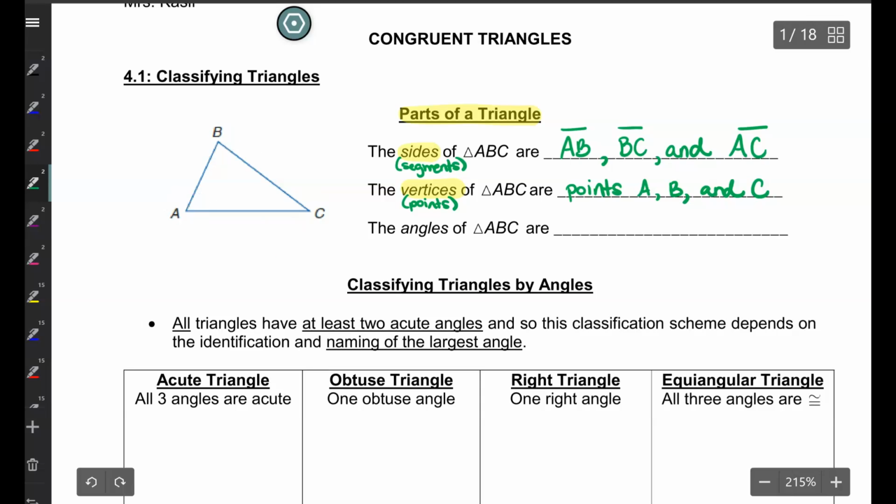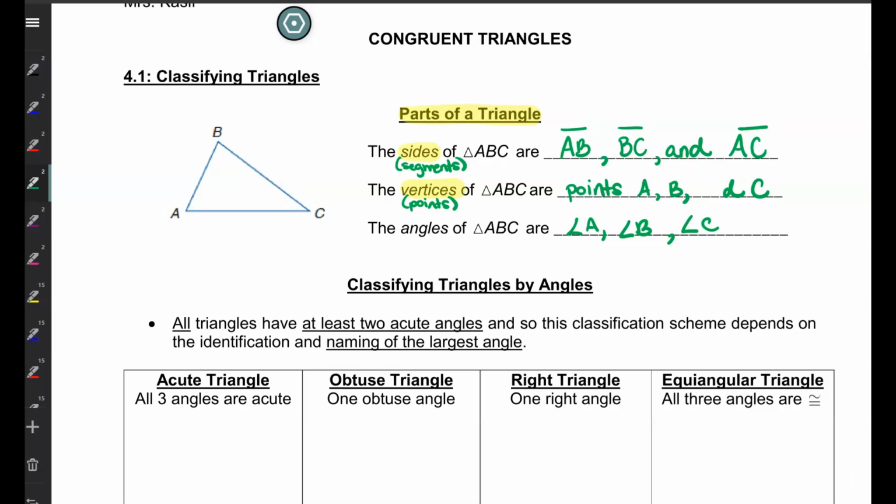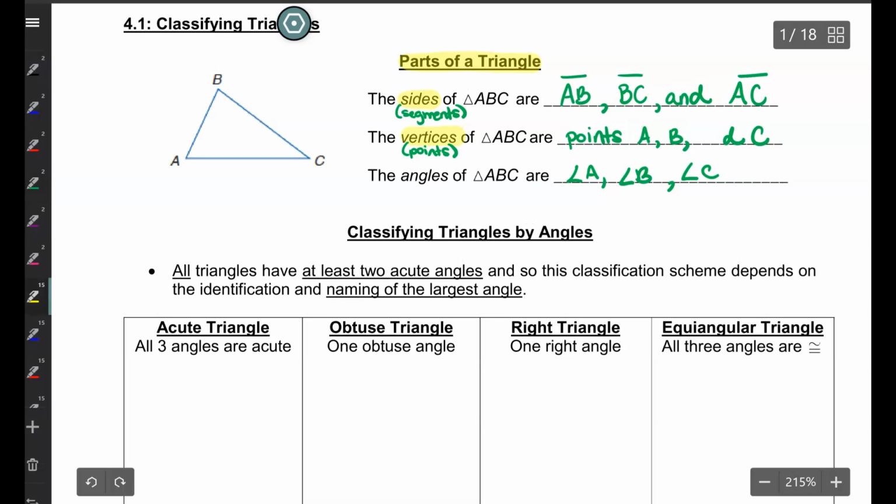The angles are going to be angle A, angle B, and angle C. And you can use 3 letters to name those, but because there's only one vertex at each of those angles, I can just use 1 letter. So sides, vertices, and angles.